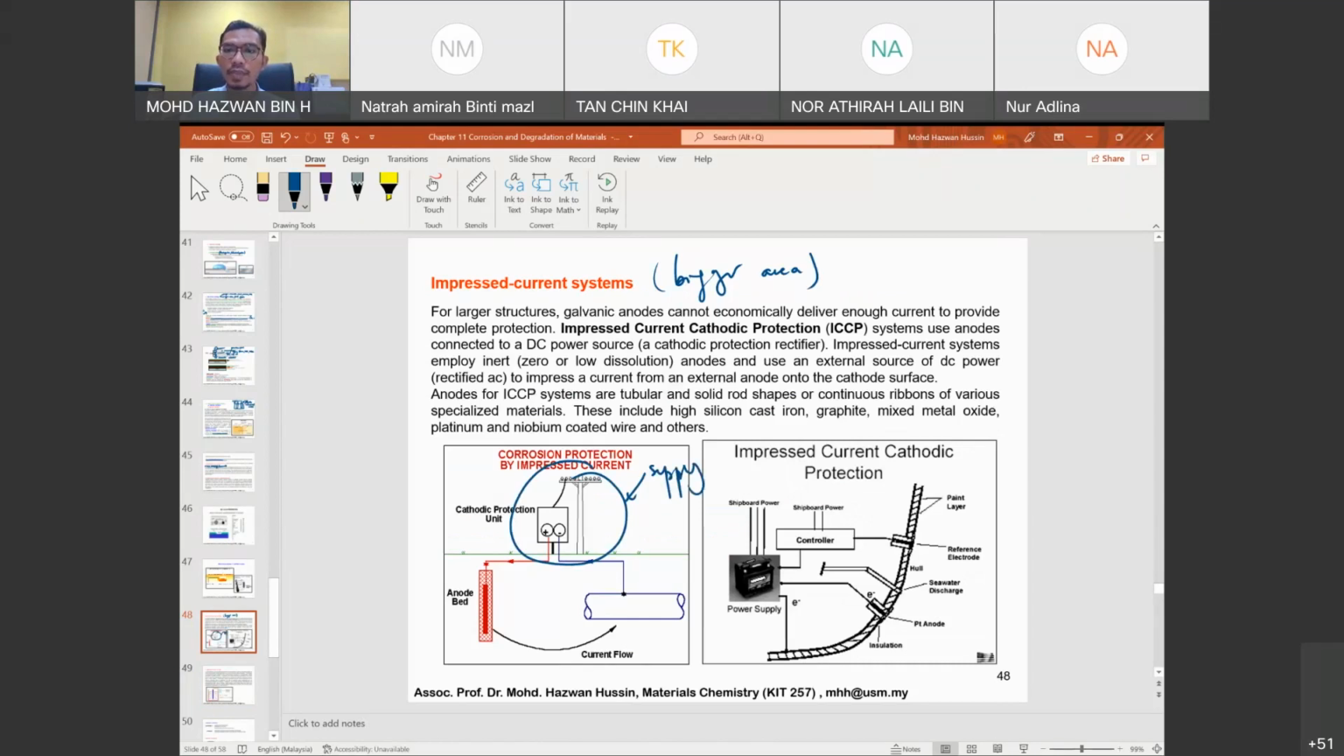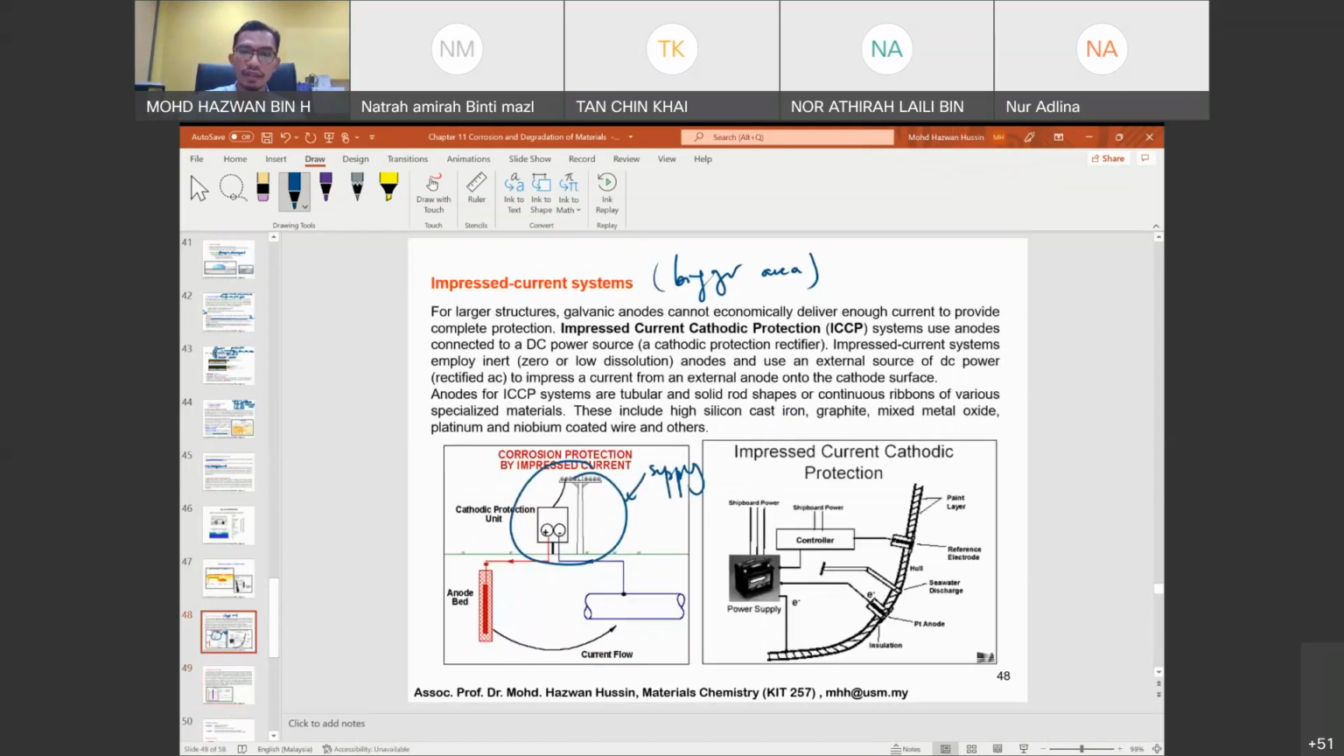ICCP systems use an anode connected to a DC power source, and the impressed current system employs inert anodes and uses an external source of DC power, a rectifier, to impress a current from an external anode to the cathode surface. Anodes for ICCP are tubular and solid rods, shaped or continuous ribbon, or various specialized materials. These include high silicon cast iron, graphite, mixed metal oxide, platinum, niobium, coated wire, and other things.